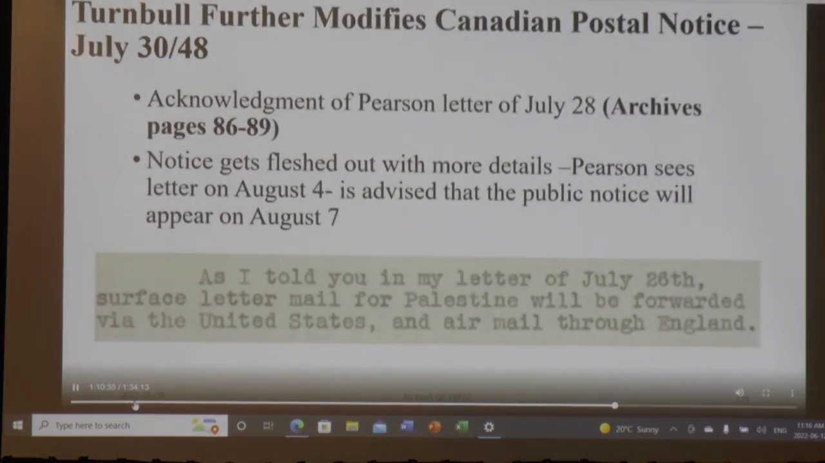So Pearson says, okay, let's decide what we're going to do here and get this postal circular out. They flesh out the postal circular in Canada with more detail. Air mail will go through England, surface mail will go through the United States. July the 30th, here's an expanded draft of the postal circular.